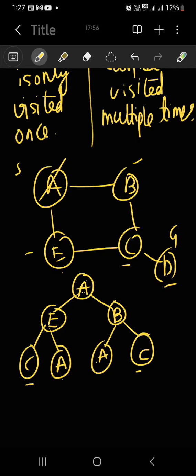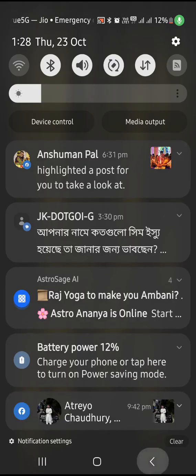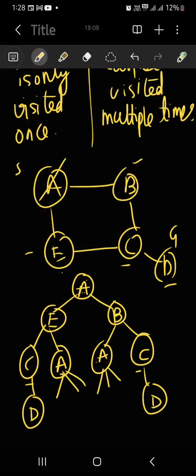It's okay, no problem. Now from C, I can go to D. Here also D. So D is visited twice, and from A I can again go to B, C, D, and here also the same thing. So here one state can be visited multiple times. So this is basically tree search, but in graph search I can't do that thing. Okay, I hope you have understood.